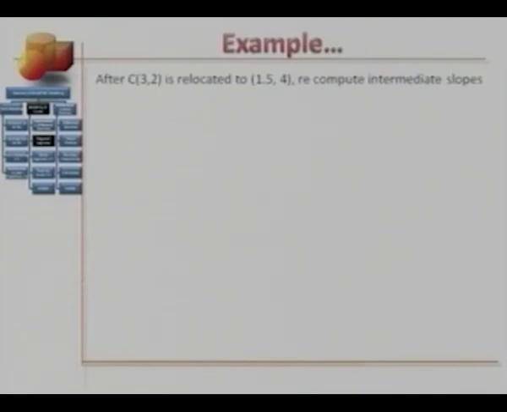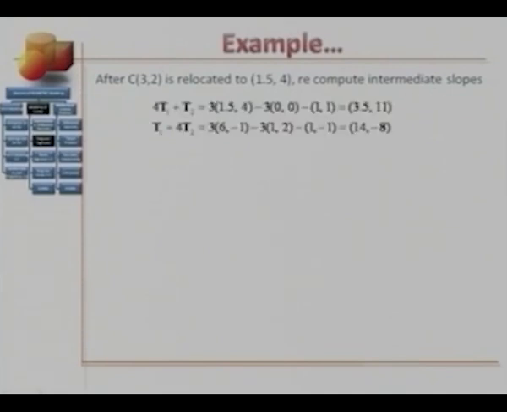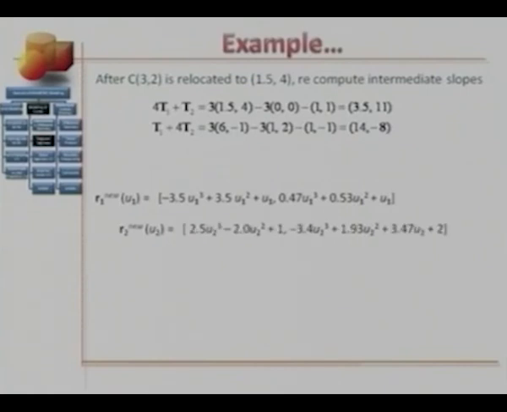But before that, if we decide to relocate an intermediate point 3, 2 to a different position, 1.54, notice that we would need to recompute all the intermediate slopes. Once again, the algebra is very similar. This is the first segment of the recomputed composite Ferguson curve, the second segment, and the third segment. I'm skipping the algebra, assuming that you would be able to work it out nicely.